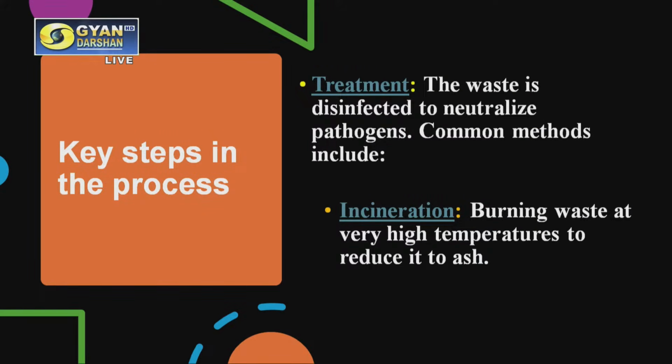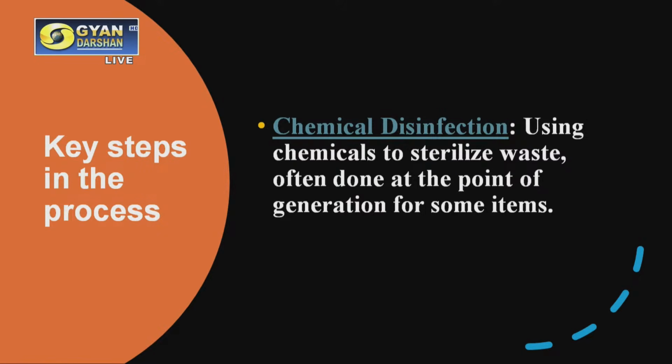The next is the treatment of the waste. There are several ways this waste can be treated. For example, the waste can be treated for pathogens through incineration, where the waste is burned at high temperatures and reduced to ash. Then there is chemical disinfection, where certain chemicals are used in order to sterilize the waste, and that is done at the point of generation for some items. So some of the things need to be chemically disinfected and sterilized.